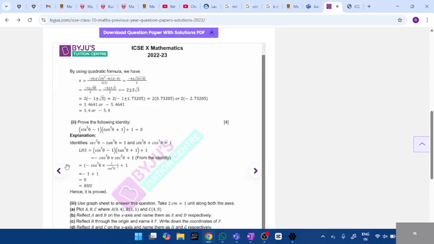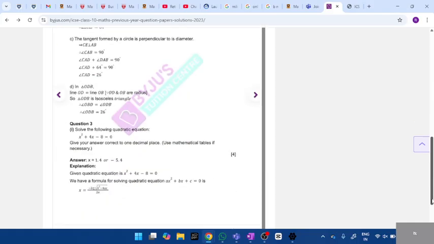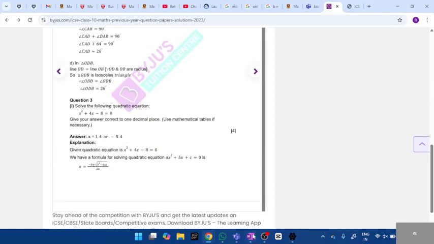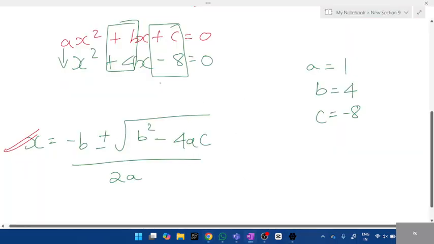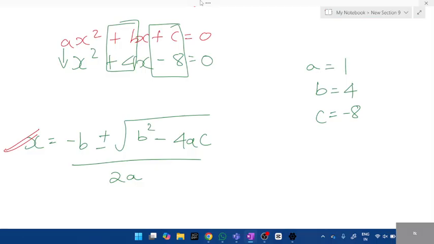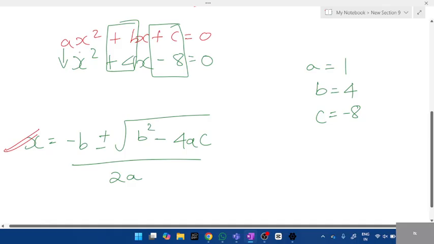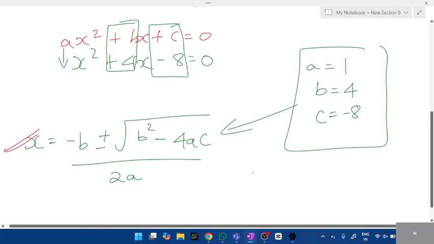Okay, they haven't mentioned it there, but you all write the values A, B, C. Start solving this question. This is how you do it in the exam. Ax square plus bx plus c. Write the A, B, C values and substitute. It is a 3 marks question.